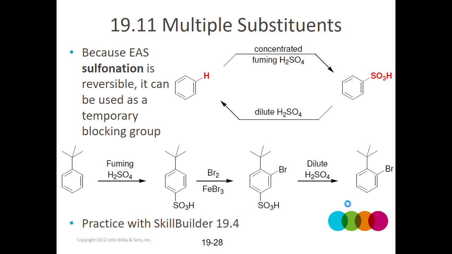We said we can install a sulfonate group by using the fuming sulfuric acid, or we can remove it and replace it with a proton by using dilute sulfuric acid. This is a reversible process depending on the conditions we're using. And the sulfonate group, if we just take a quick look at its structure, this sulfonate group is going to look like this.